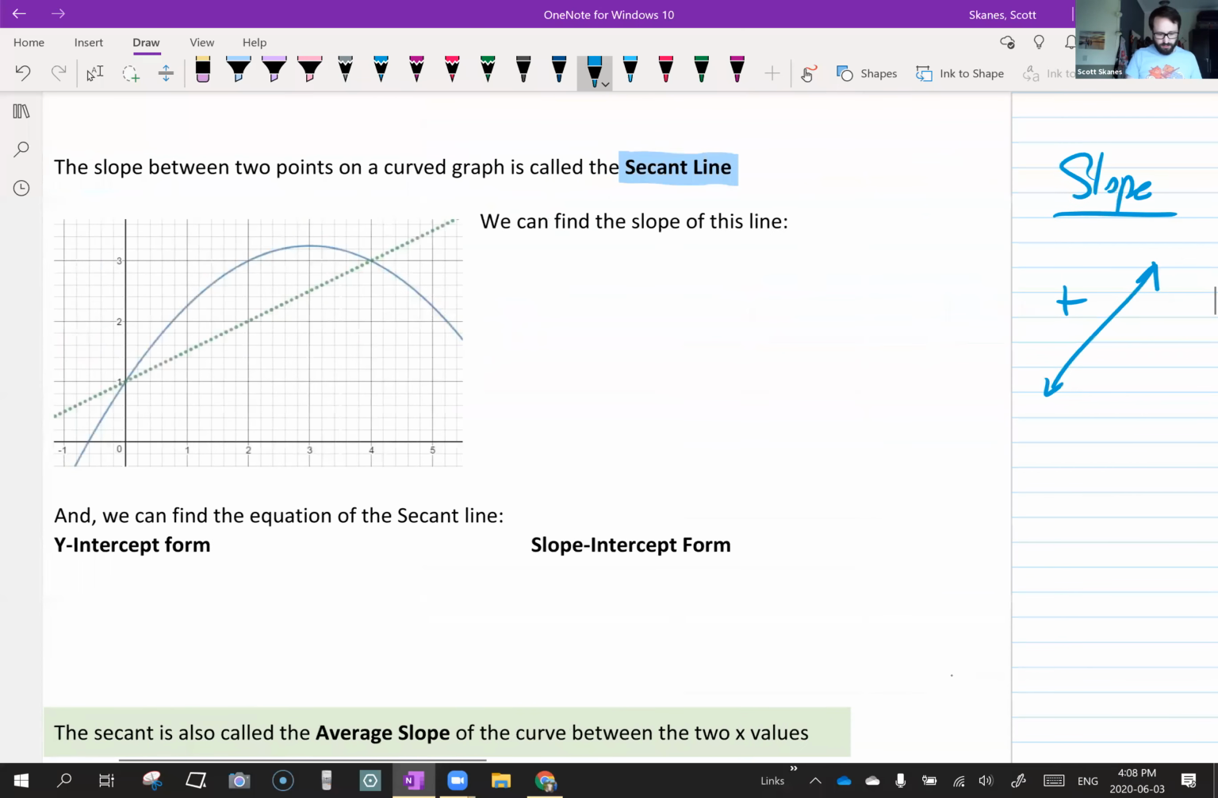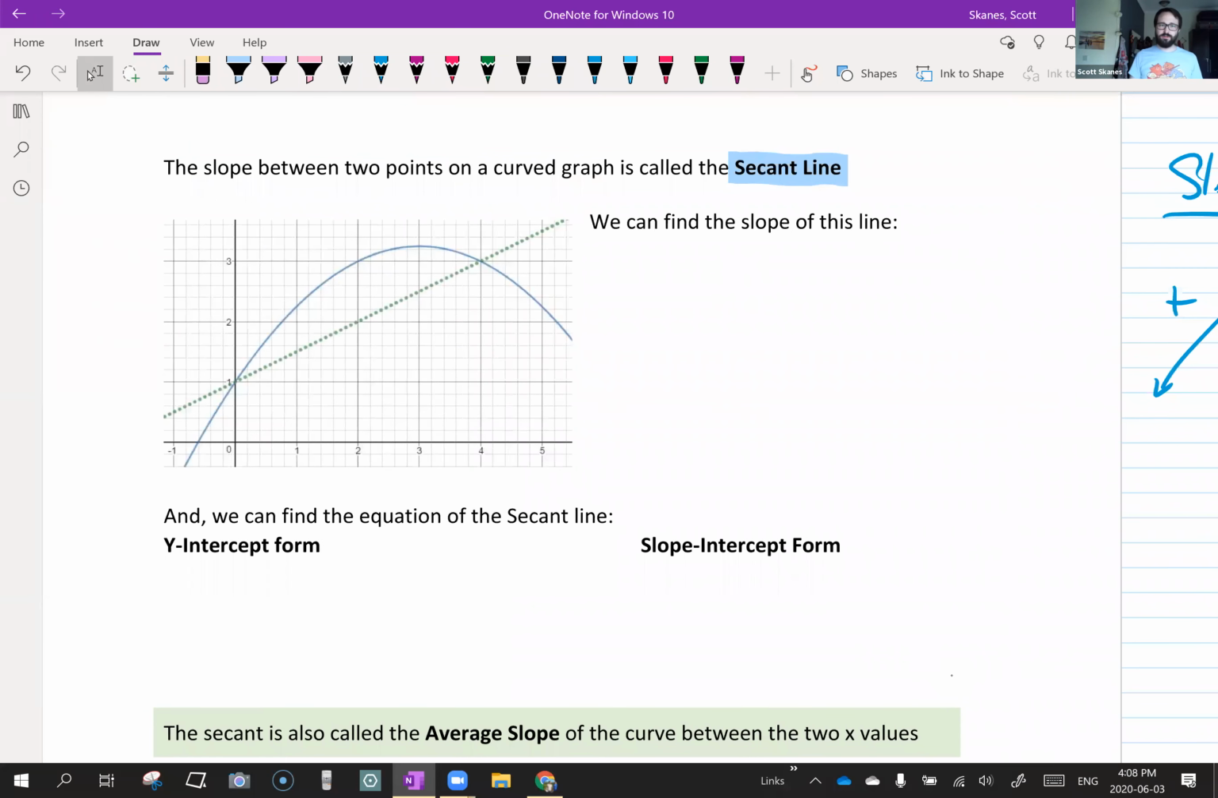But look at this curve. This curve has a different slope at different places. Like over here, the slope's here. Over here, the slope's this. Over here, the slope is this. Over here, the slope is this. You see what I mean? So in order to get the slope of a curve, we just have to take 2 points on the line and hope for the best. So I'll just choose 2 points.